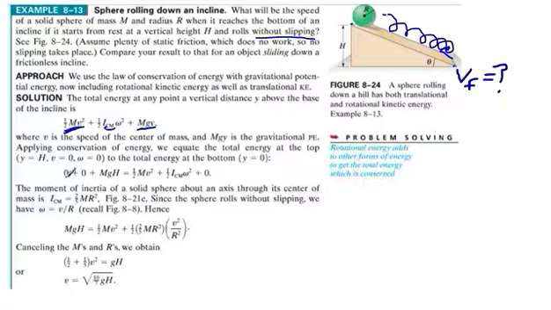So at the top of the hill, its velocity is 0 because it hasn't started yet. Its rotational velocity is also 0 because it hasn't started yet. And its potential energy is its mass times gravity times the height that we start at on the plane. Then once we get to the bottom, point 2, its regular kinetic energy has now acquired its final velocity part.